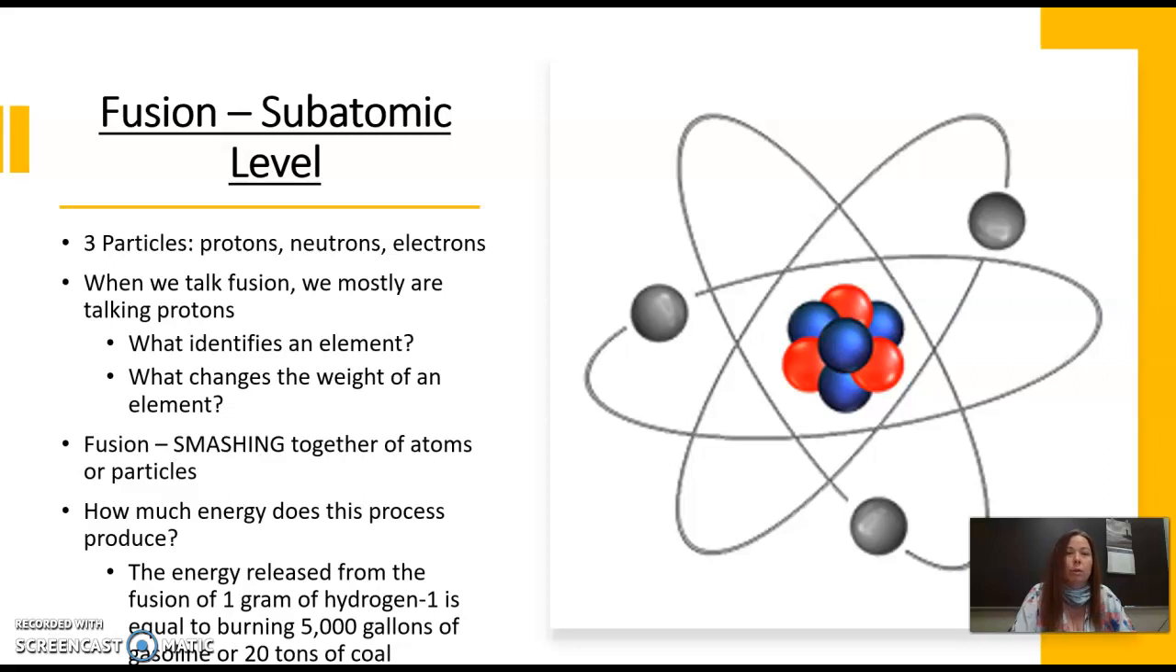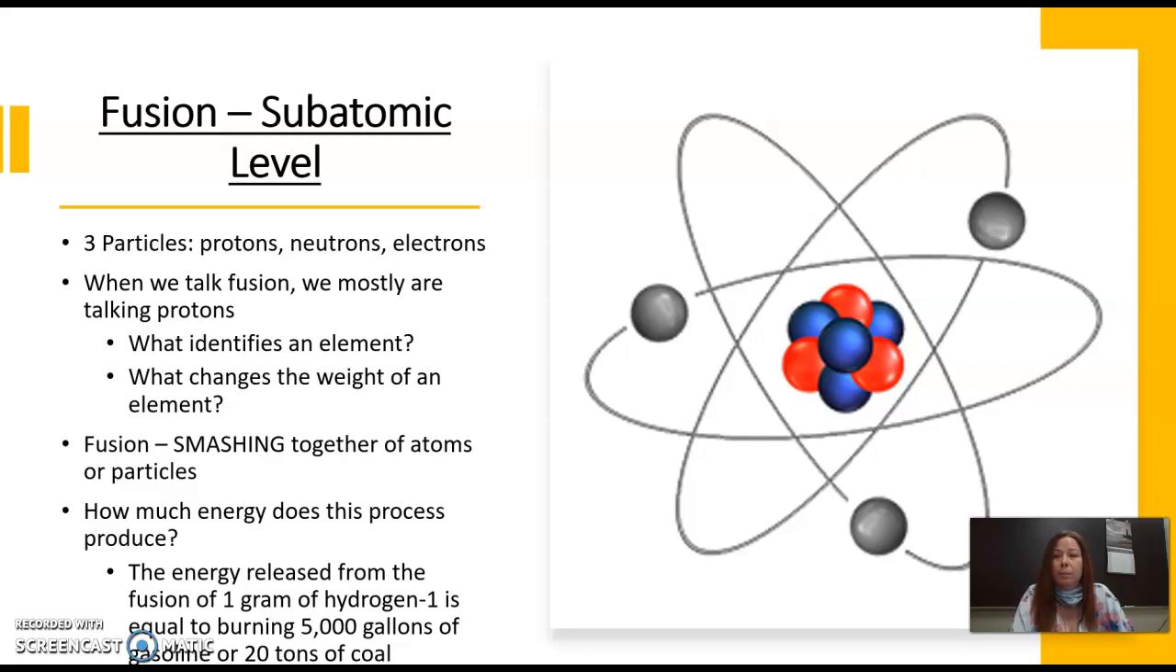If you have one proton, it's hydrogen, two protons is helium, three protons is lithium, four protons is beryllium, and so on. What changes the weight of an element is not only knowing the protons, but the amount of neutrons in there as well. So you can get what's called different isotopes when you have different amounts of neutrons. Fusion is basically the smashing together of atoms or particles.